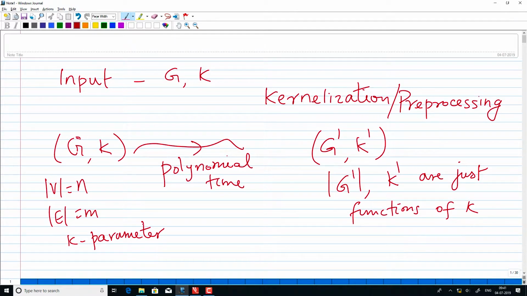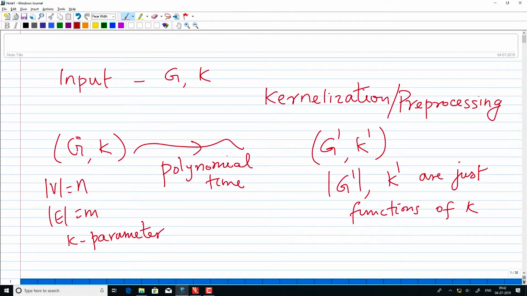But what kernelization asks you to do is to spend polynomial time and produce an input where the size of G prime, the number of vertices, the number of edges, all become a function of just the parameter. So in particular, n and m are no longer in the picture. Okay, so this is the pre-processing. Somehow we have removed some vertices, we have deleted some edges, or maybe even answered the question we want to solve along the way. But if we have not answered it, at the end of it, we want a small graph.